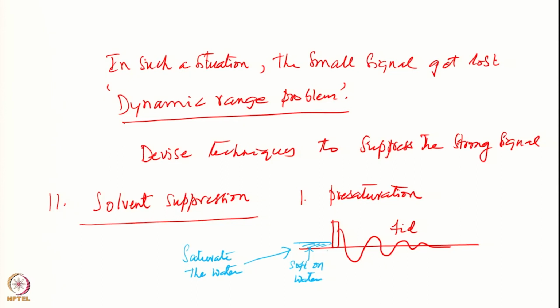Now, before that saturated water returns back to equilibrium, you apply a 90-degree pulse here, or whatever flip angle you want to use, and then you detect the signal. You finish your experiment before the water comes back. So, therefore, in this area the solvent contribution will be reduced. Okay. So, this is the simplest of the experiments.